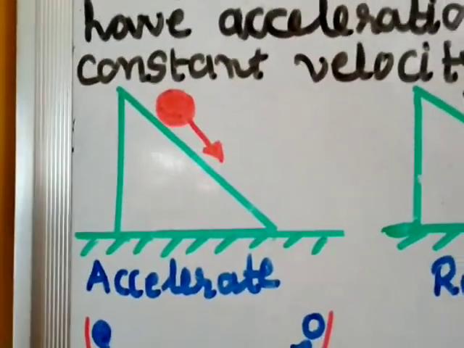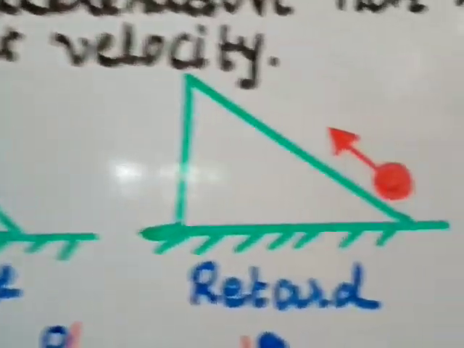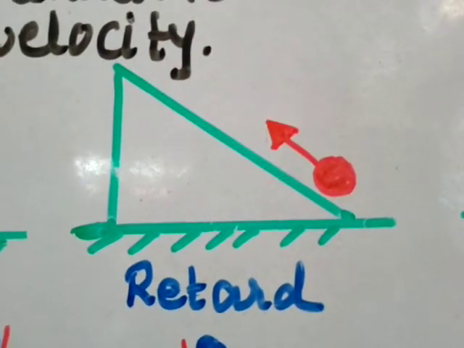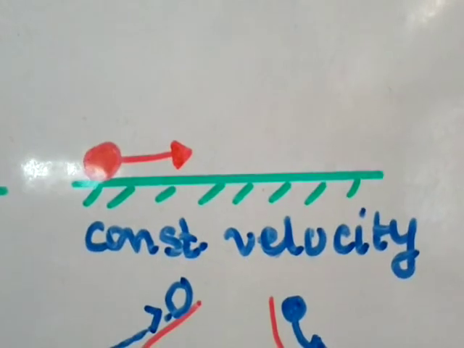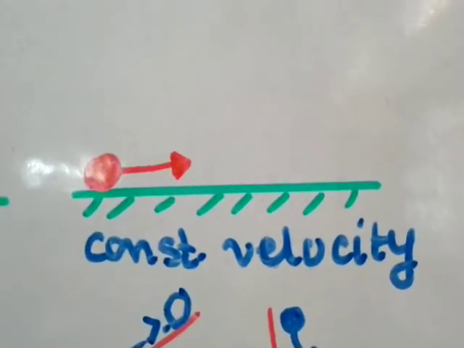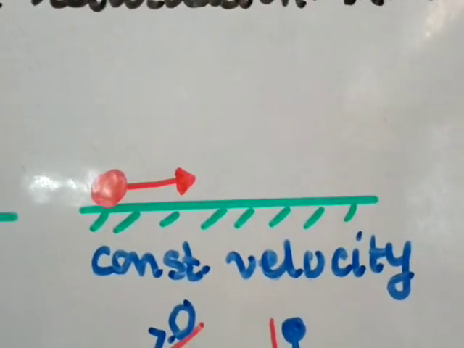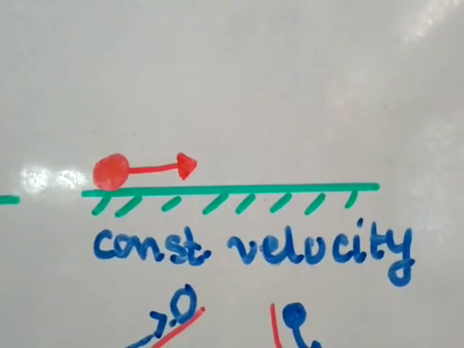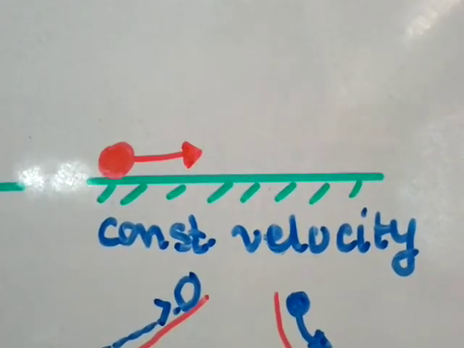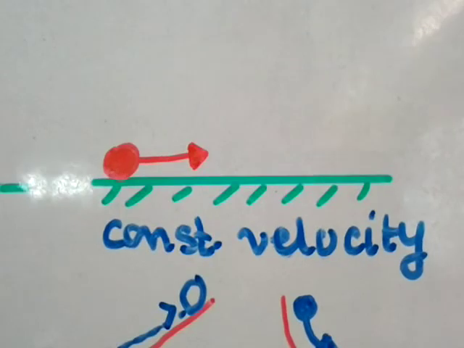If it is coming downward, then it will accelerate. This is the second situation. If the object is moving upward, it will retard. And if it is on the horizontal plane, but it should be frictionless, which is not possible, right? But if it is frictionless, then it will continue to have a constant velocity. No retardation, no acceleration. So this was the first experiment.